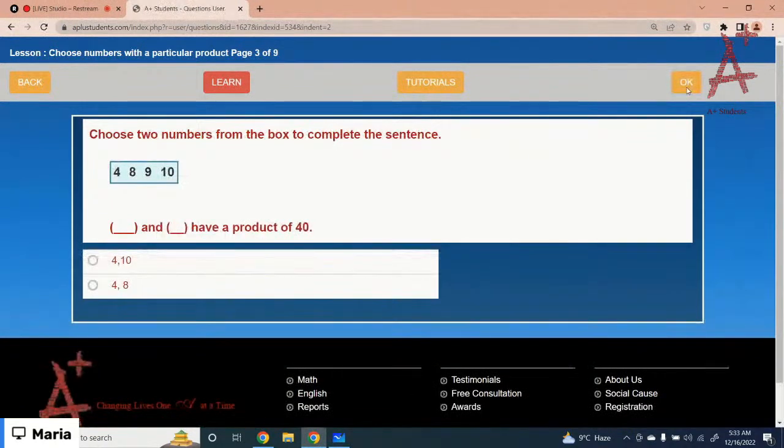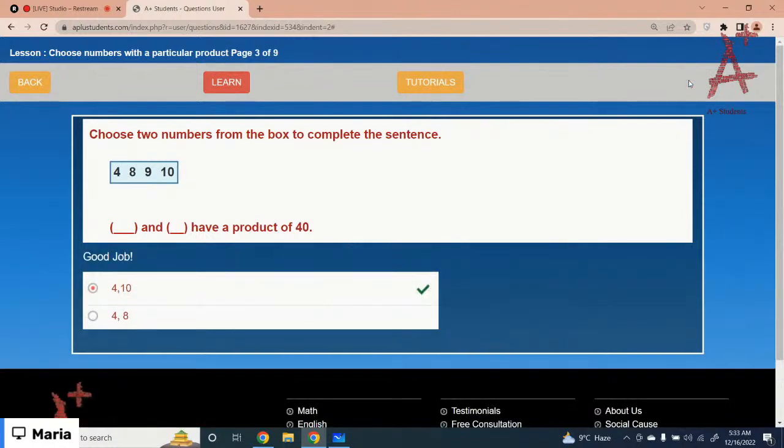Very good. Choose the two numbers from the box to complete the sentence. Dash and dash have a product of 40. Which two numbers when multiplied make 40? Which option is the correct one? Very good. 4 and 10, because 4 times 10 makes 40. So select the correct option and click on the OK button.